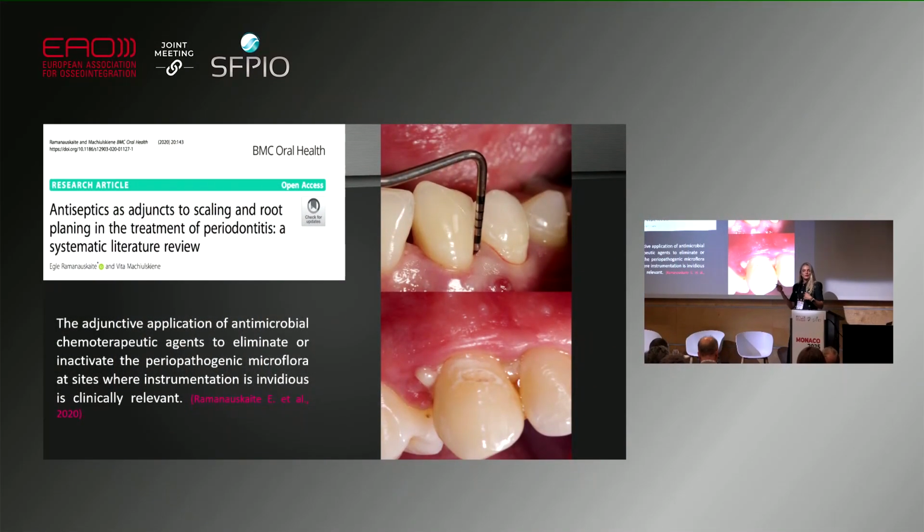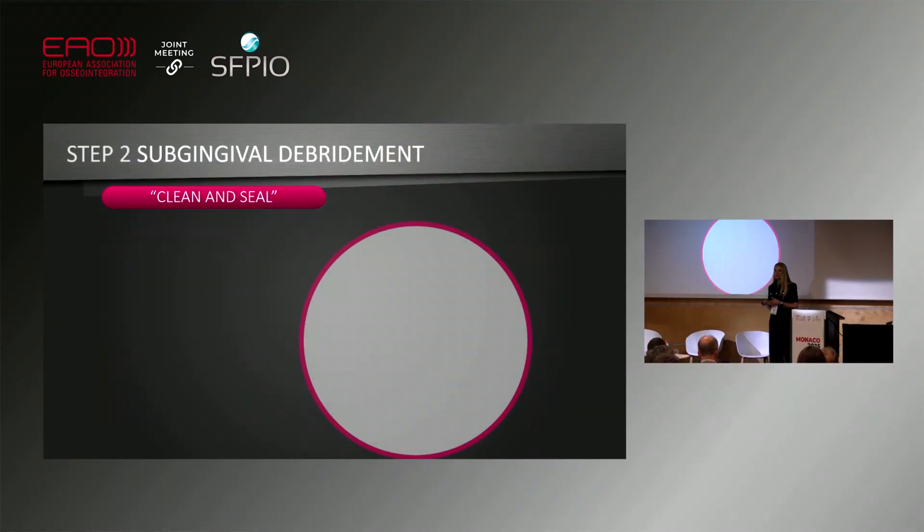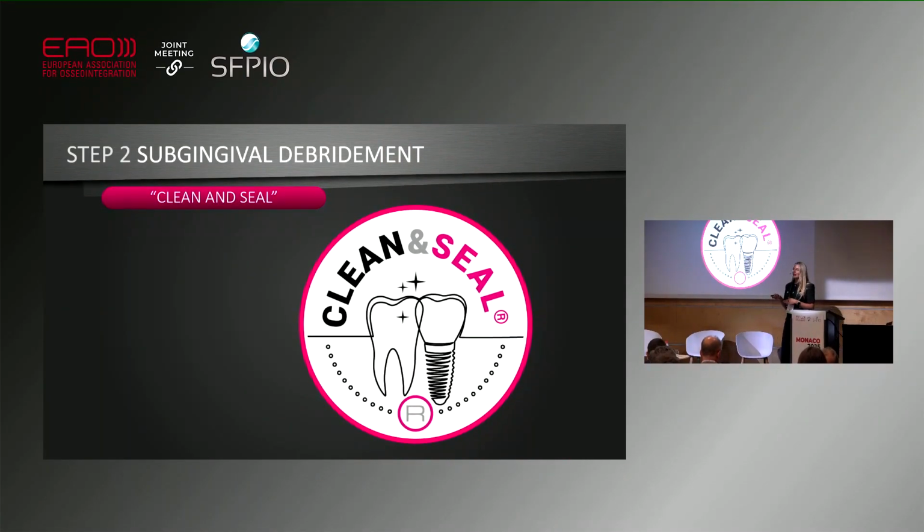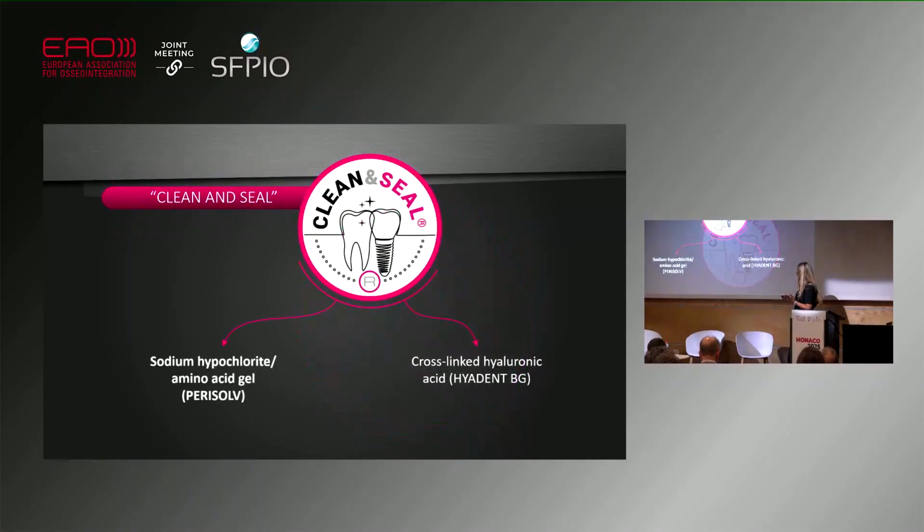And as I mentioned before, as periodontitis is infectious in nature, there is some logic to use some adjunctive materials, agents, to eliminate or inactivate periopathogenic species where mechanical instrumentation is insufficient. So in this slide, dear colleagues, I would like to present the CLEAN&SEAL technique. So what is the CLEAN&SEAL technique?